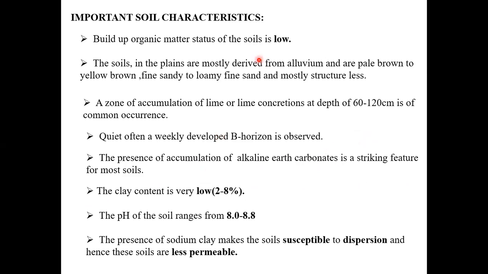What are the characteristics? Organic matter in desert soils is nothing, only sand will be there, so the organic matter status is very low. Accumulation of lime is very high; that's why in Rajasthan the gypsum digging is very high. The horizons are quite weakly developed and the B horizon is very thin. There is accumulation of alkaline earths, and the clay content is very low, around 2 to 8%. The pH of the soil ranges from 8 to 8.8. Due to the presence of sodium, what is happening?